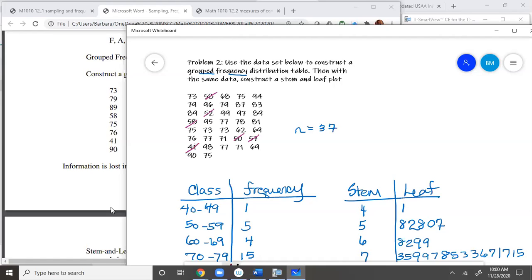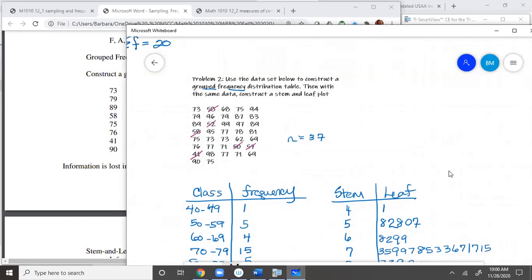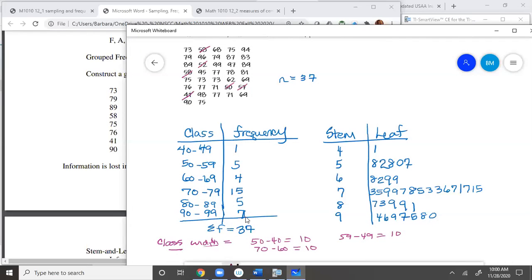You want to do this for each class and put in their frequencies, and make sure that the sum of all these frequencies adds up to the number of data values in your set. And I've already counted, we have 37 numbers here. So this number matches the sum of all the frequencies.